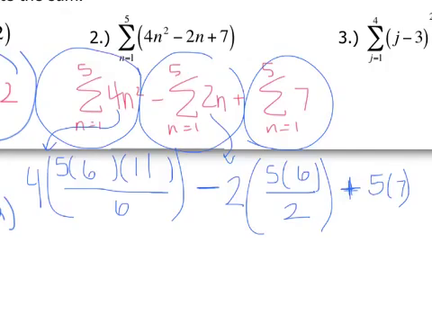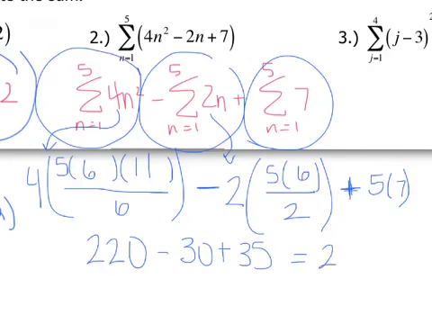Now we just need to simplify. Does anybody have this first part simplified by chance? Minus, that would be 30, plus 35. All of this comes out to be what? 225. Thank you.